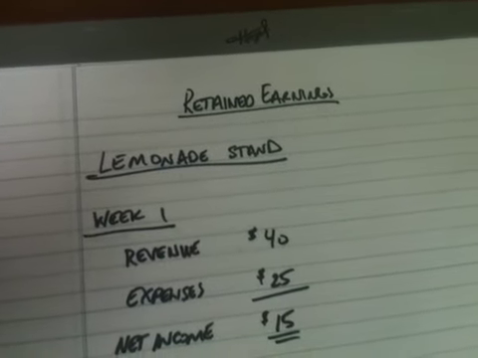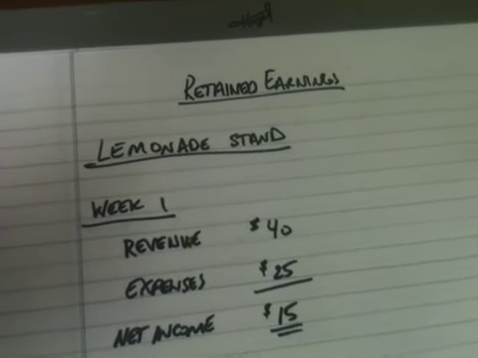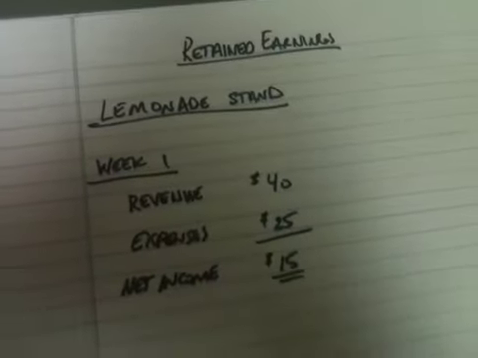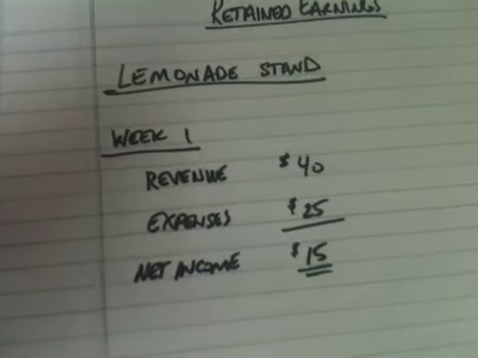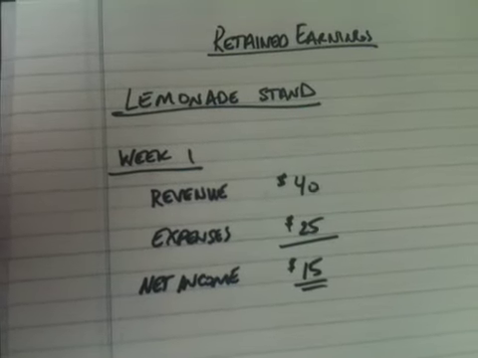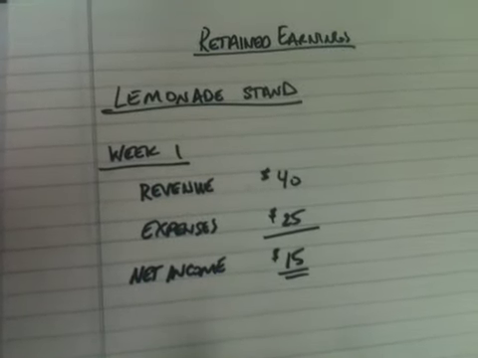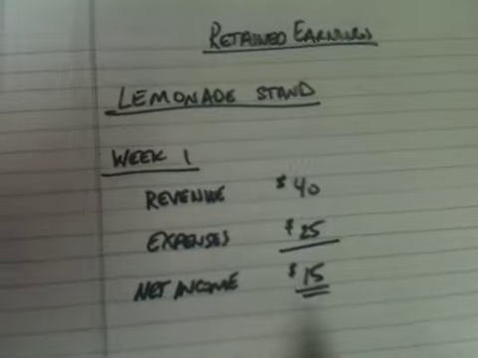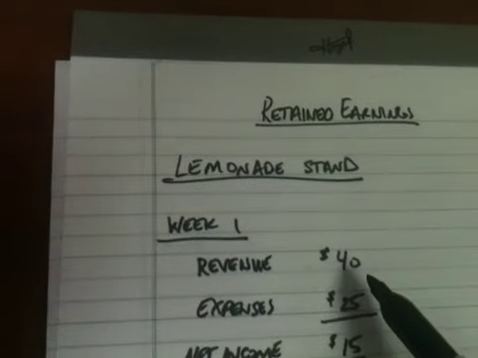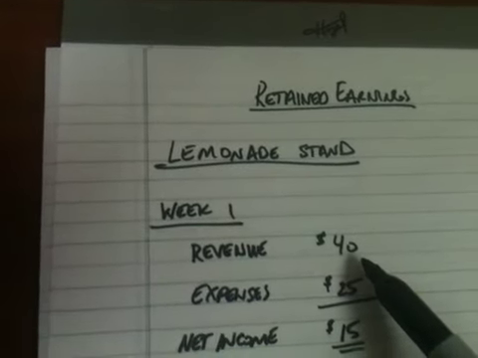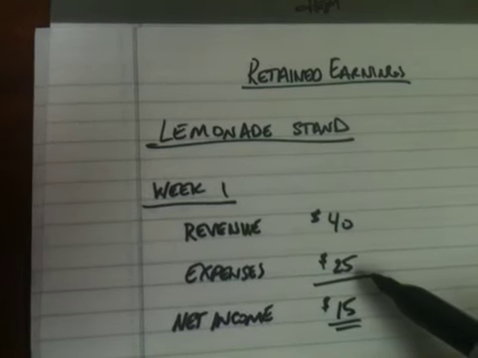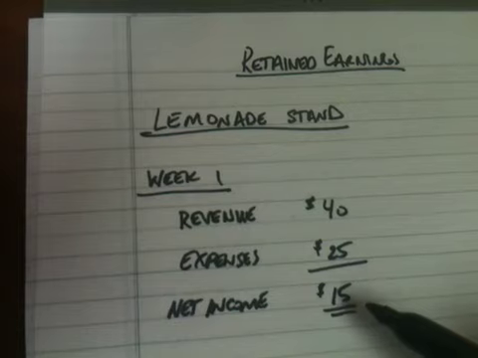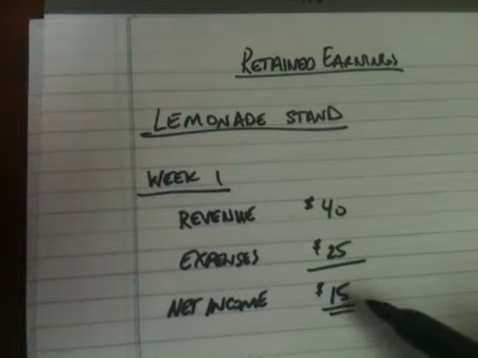A 10-year-old boy sets up a lemonade stand, and week one, he's going to close his books each week. We normally would do that on a quarterly basis or monthly or annually. For week one, he has figured his revenues, in other words, all the money he's made selling lemonade, is $40. He's figured up his expenses, and those come to $25. So at the end of week one, he has a net income of $15.